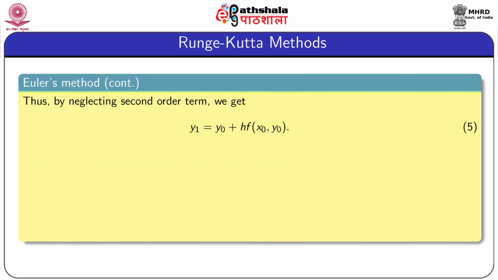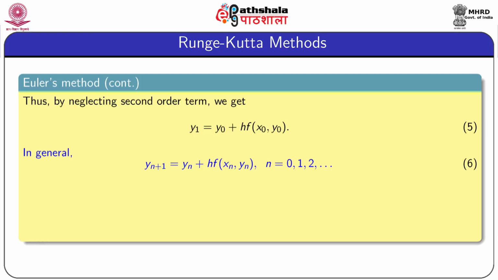Then by neglecting second order terms and higher order terms, we get y1 equal to y0 plus h into f of x0 comma y0. So, this is the Euler's equation to find the value of y1 from the given differential equation mentioned in equation 3.